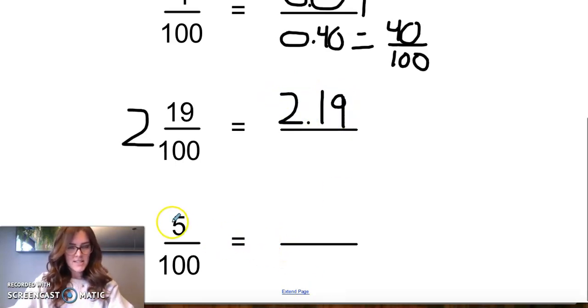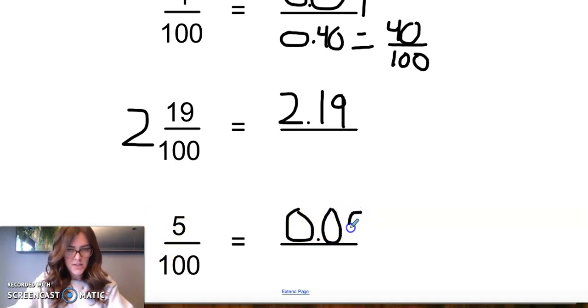Perfect. And our last example is 5 hundredths. We don't have any whole numbers, so we're going to do a 0 before the decimal. And then because it is 5, it's below 10, we have to do another 0 because we're in the hundredths. 0 and 5 hundredths, just like that.